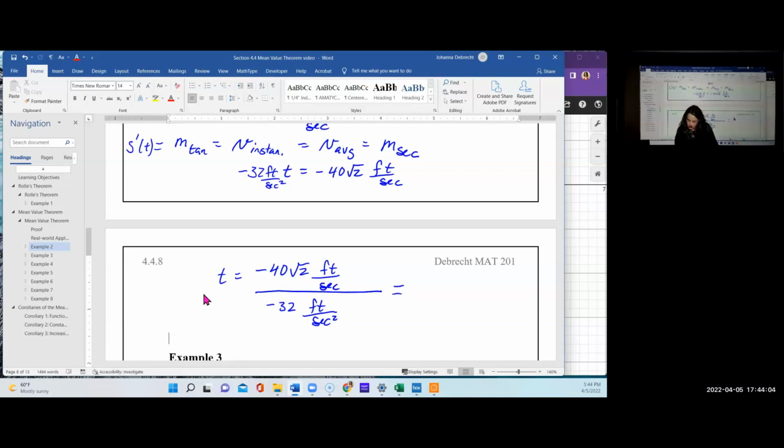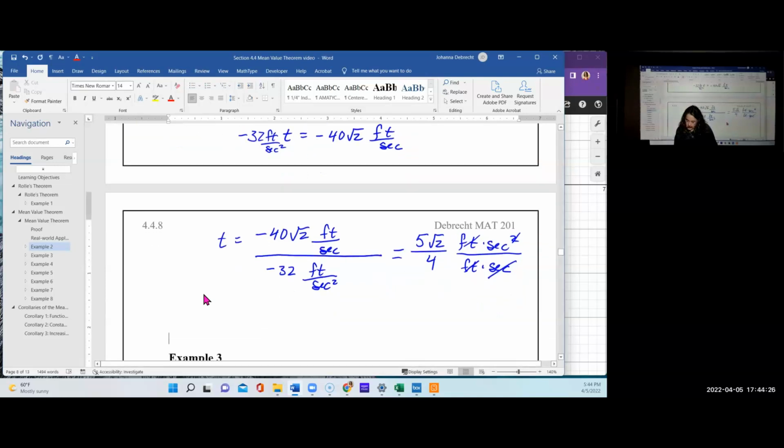So I end up with the following: 5 square roots of 2 over 4 feet times seconds squared over feet times 1 second. The feet cancel, one of the seconds cancels, and I end up with seconds. And that is my final solution there, which is 5 square roots of 2 over 4 seconds. That's the time at which the instantaneous velocity and the average velocity are equal to each other.